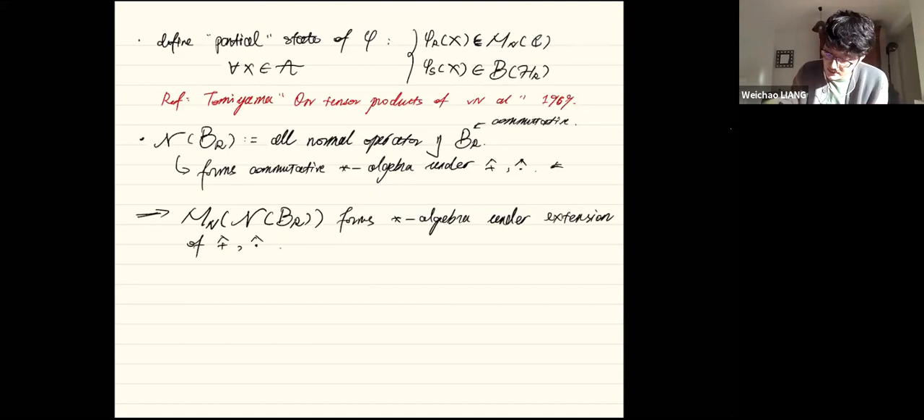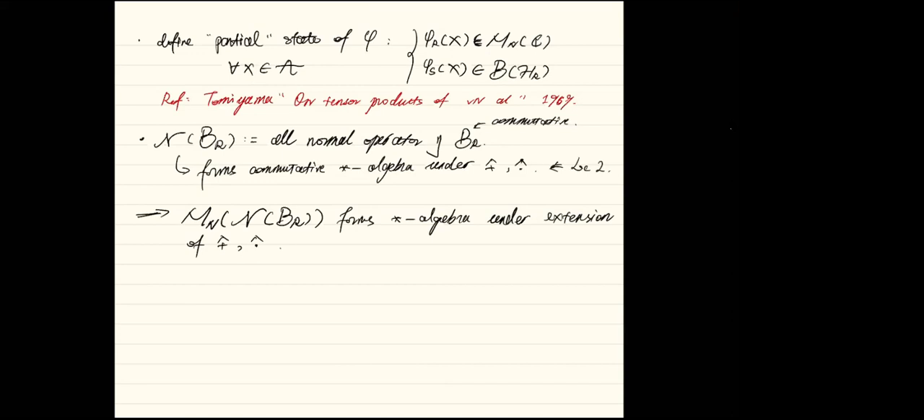And this part I've got in lecture two. Okay, next, our purpose is we want to find the state. We want to find the Bayes formula for the state.